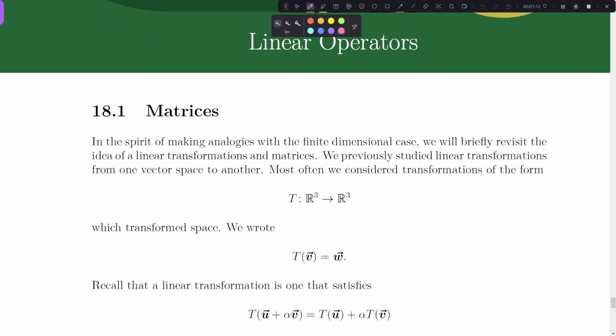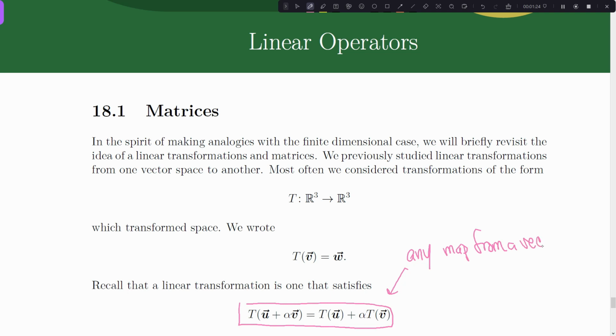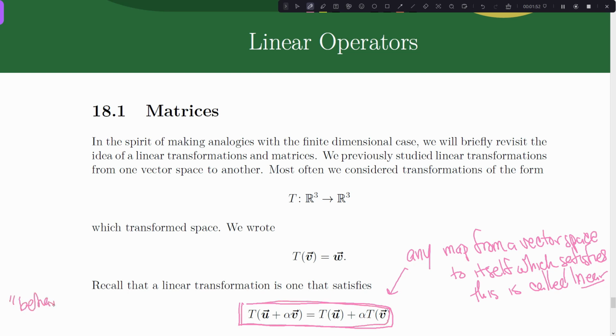But the important thing is this next line, linear. Linearity is any map from a vector space to itself, which satisfies this, is called linear. And what do I mean by satisfies this? This is a very important property called linearity. What it means is that it quote unquote behaves like multiplication.